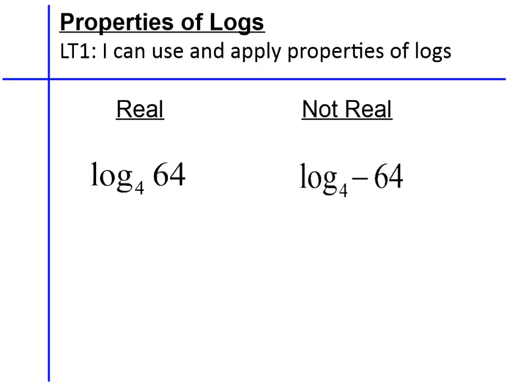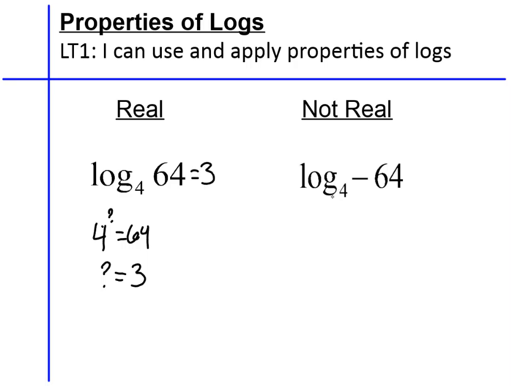Let's explore these two problems, log base 4 of 64 and log base 4 of negative 64. In the first problem, this answer is real. It's real because the log is asking us 4 to the what power equals 64. That question mark would be a 3. So I come up with an actual answer, a real answer. So log base 4 of 64 comes out to a normal number.